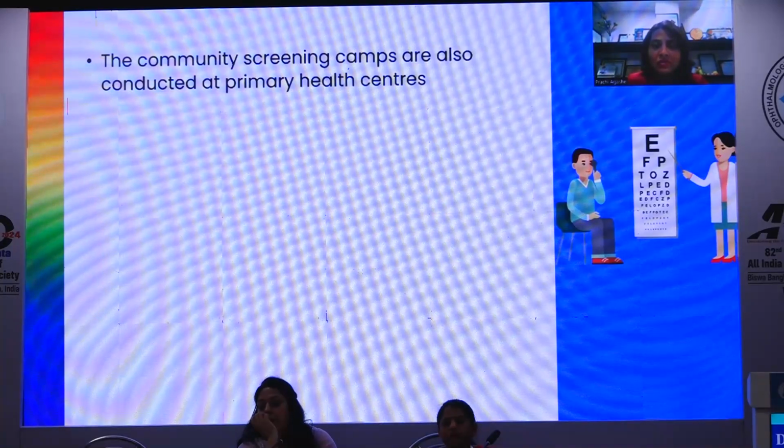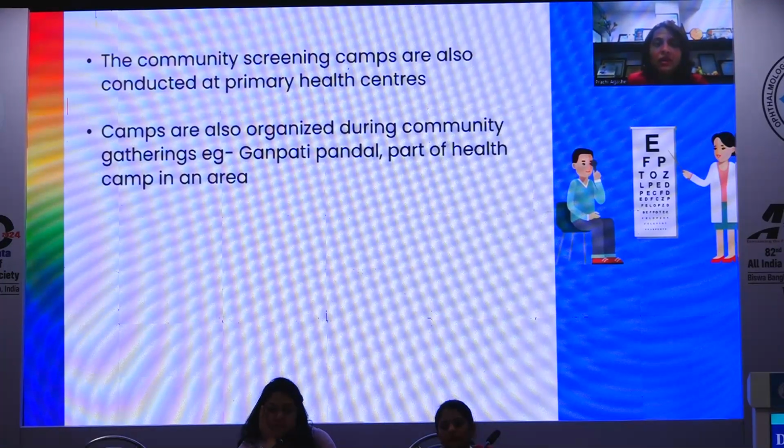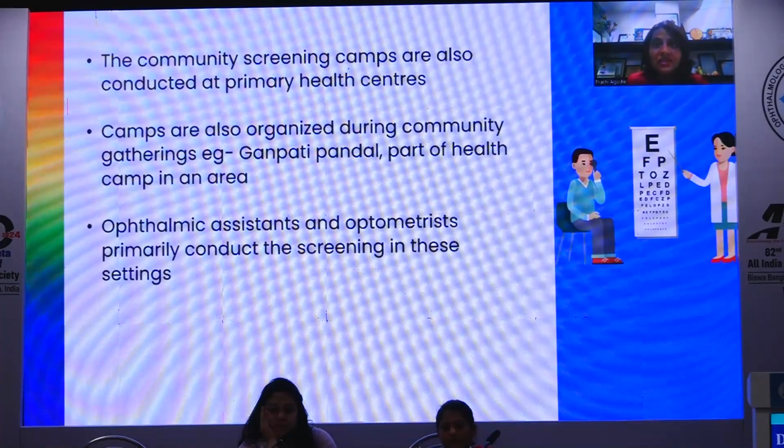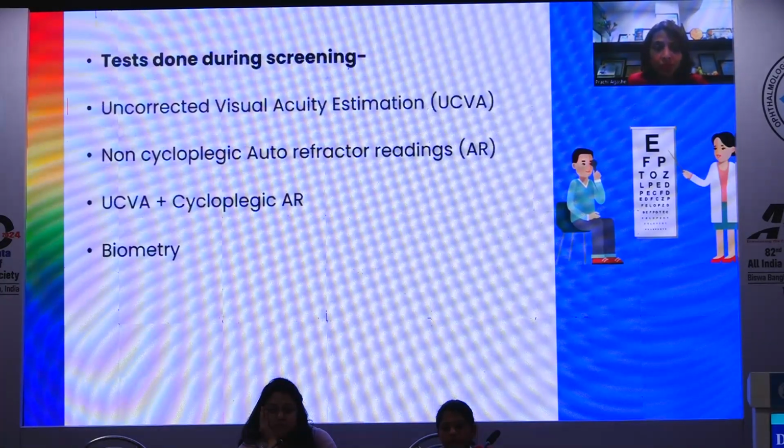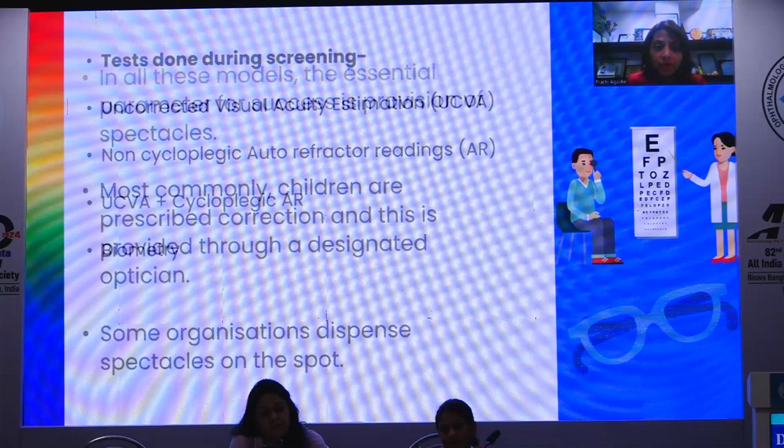The community screening camps can also be conducted at primary health centers during some community gatherings, as in during Ganpati or some Navratri, or as a part of a health camp in a particular area. The ophthalmic assistants and the optometrists are the backbone of this screening. The tests that are done during screening include an uncorrected visual acuity estimation, which can be accompanied with an auto-ref reading or a photo screener. In some settings where there are stay cams, a cycloplegic retinoscopy or auto-ref is also done, and the glasses are dispensed at the same time. In some other areas or probably in-house clinics, we can further our camp services by including a biometry as well.